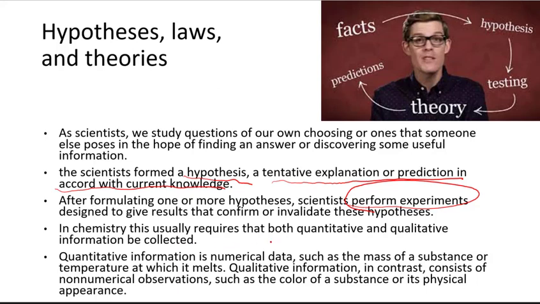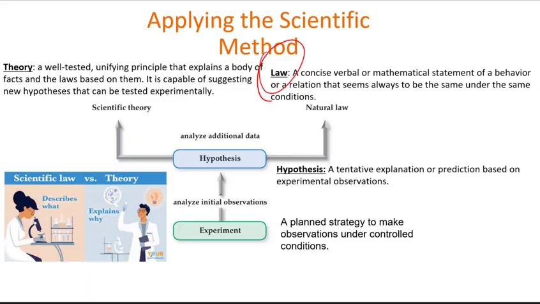Now, in chemistry, this usually requires both quantitative and qualitative information to be collected. Quantitative information is numerical data, such as the mass of a substance or the temperature at which it melts. Qualitative information consists of non-numerical observations, such as the color of a substance or its physical appearance. Now, after numerous experiments by many scientists over an extended period of time, these results have been summarized as a law, a concise verbal or mathematical statement of a behavior or a relation that seems always to be the same under the same conditions.